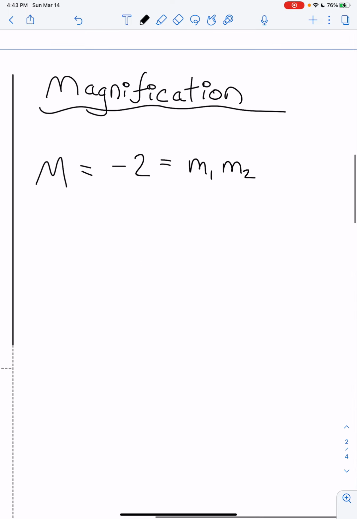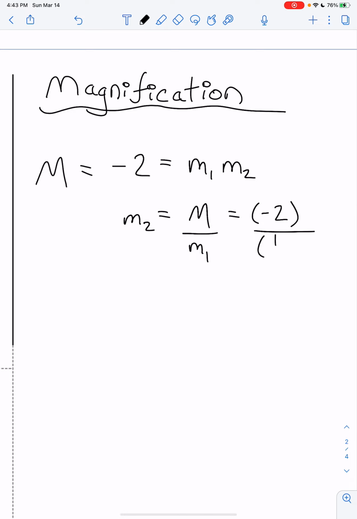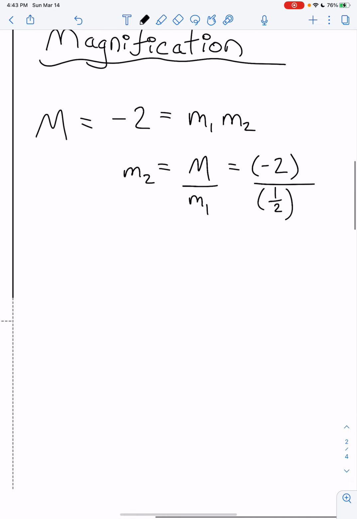Okay, so we know that our overall magnification is equal to -2, and let's actually just solve for M2. So that's our big M divided by our M1, that's -2 divided by 1/2. And so we now know that the magnification provided by that second lens has to be -4. That's helpful. Okay, so what then can we use this to do?